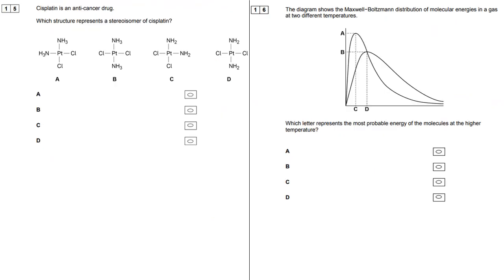Question 15. Cisplatin is an anti-cancer drug. Which structure represents a stereoisomer of cisplatin? So cisplatin, you should know, is platinum with 2 chloride ligands and 2 ammonia ligands.